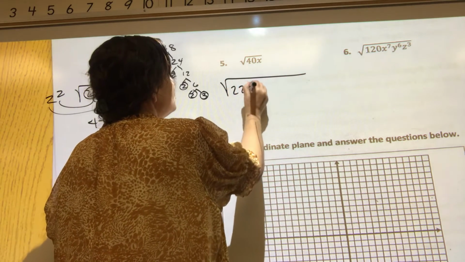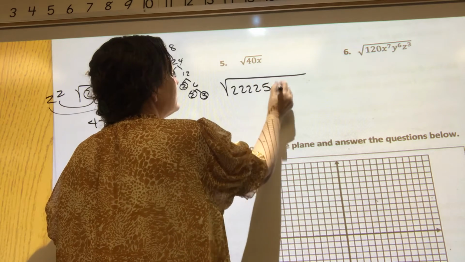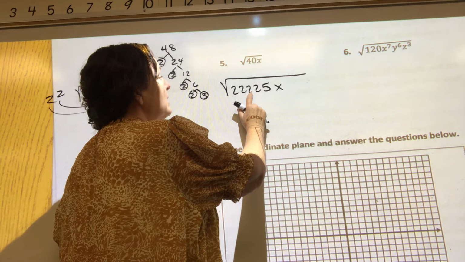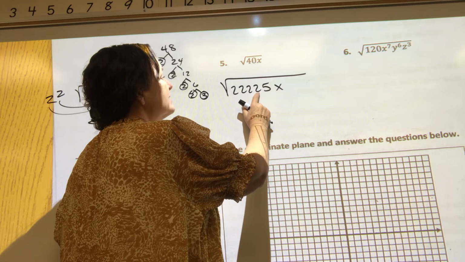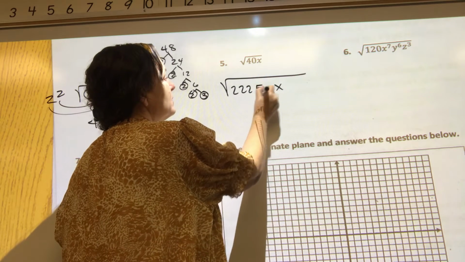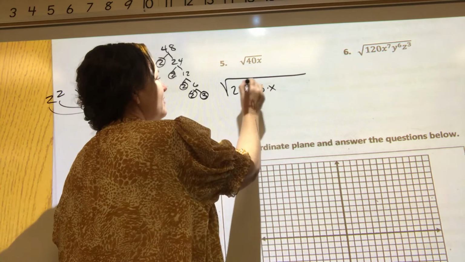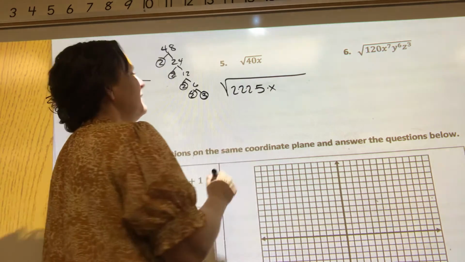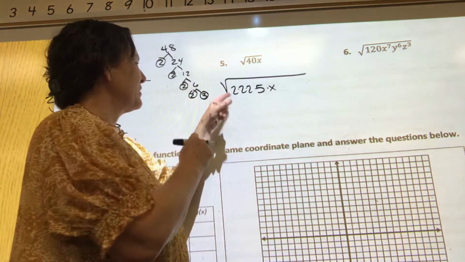So it's going to be 2, 2, 2, 2, 5, and a single x. If you don't believe me, 2 times 2 is 4. 4 times 2 is 8. 8 times 2 is, no, I think I got that wrong. I gave you an extra 5. So 2 times 2 is 4, 4 times 2 is 8, 8 times 5 is 40. Got it. Okay, so when in doubt, I wrote it out.